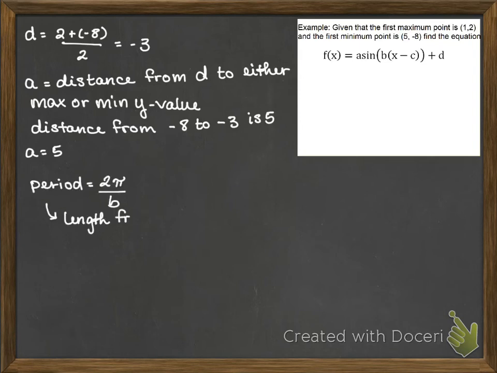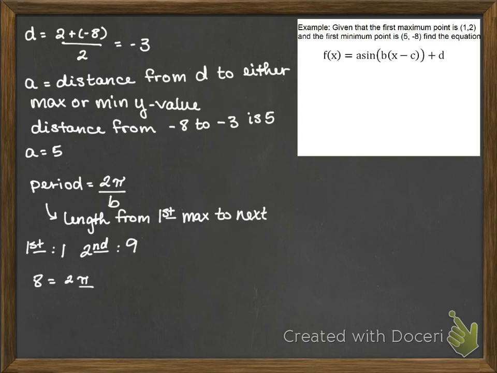So for B, your period 2 pi over B, this is the length from the first max to the next. So again, it is a periodic function. So it takes the same path each time. So from your max, starting at the x value of 1, the min goes to 5. That is a difference of 4 units. 4 more units over, that x value is 9. So your second max is going to be at 9. So from the first to the second, that's a distance of 8. So 8 equals 2 pi over B. B is going to be pi over 4.